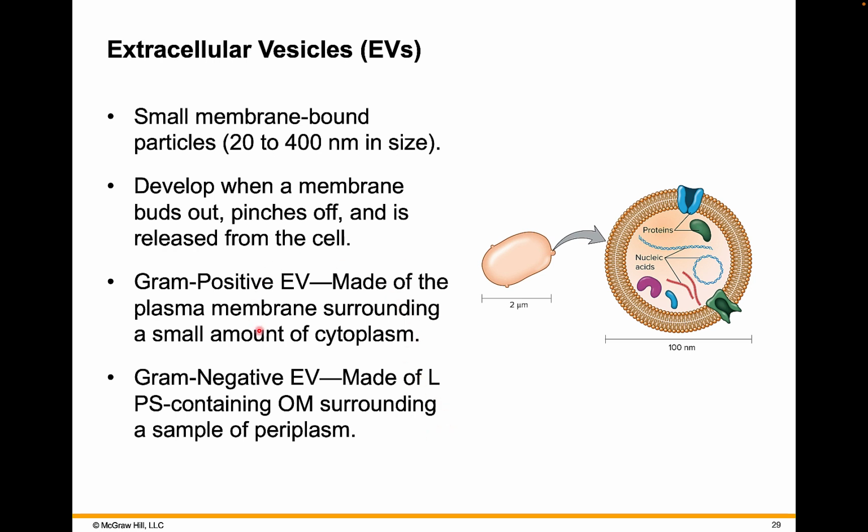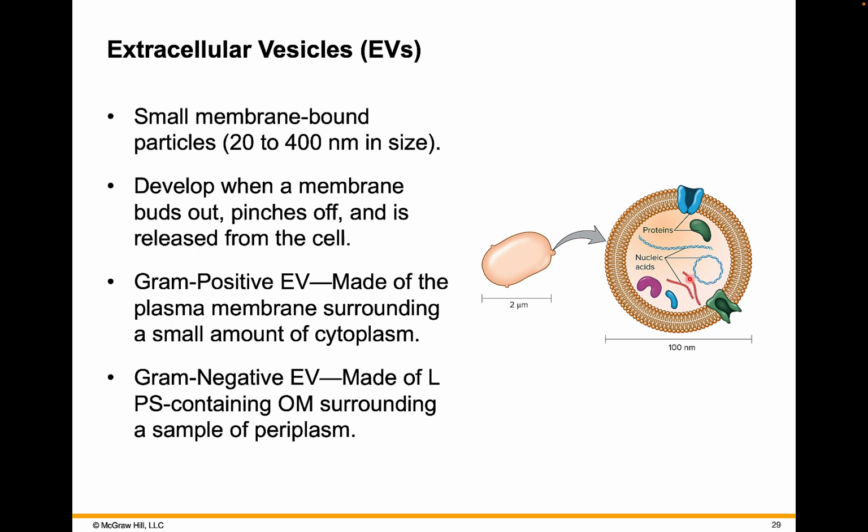The gram-positive EVs are made up of the plasma membrane surrounding a small amount of cytoplasm. A part of the cytoplasm along with the plasma membrane pushes through the openings of the peptidoglycan layer and can bud off. Whereas the gram-negative EVs are made up of the LPS-containing outer membrane surrounding a sample of the periplasm.